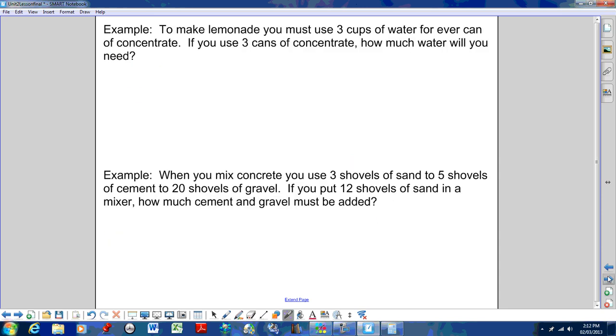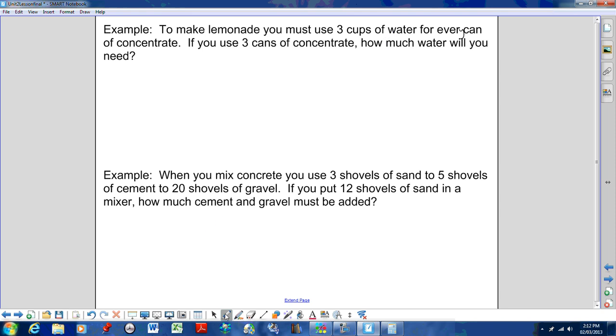I have 2 examples to go through here. So the first one, to make lemonade. So at some point in time, if you haven't, you should make lemonade for poor old mom instead of making her make it. But the frozen concentrate, usually you have to put water in to make lemonade. So 3 cups of water for every, there should be a Y there, so let's fix the note, for every can of concentrate. If you use 3 cans of concentrate, how much water will you need?